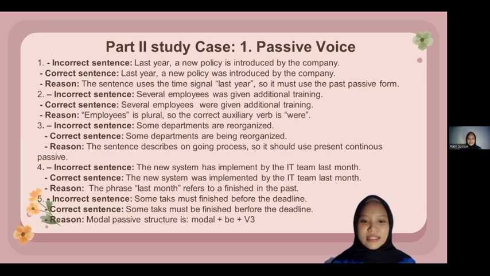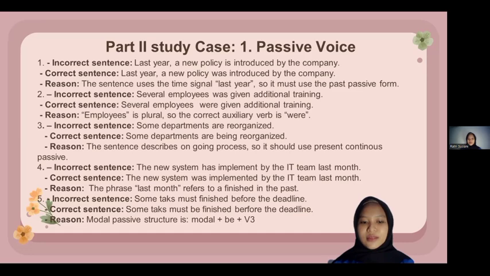The correct sentence is "Some departments are being reorganized" because the sentence describes an ongoing process, so it should use present continuous passive. Number four is "The new system has implemented by the IT team last month." The correct sentence is "The new system was implemented by the IT team last month" because the phrase "last month" refers to a finished action in the past.